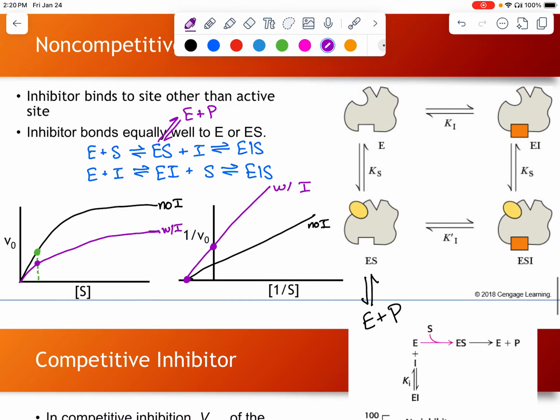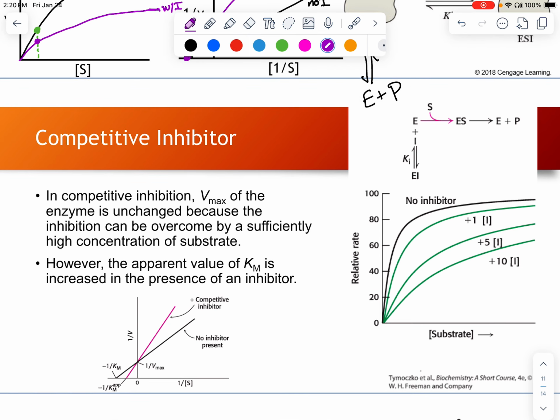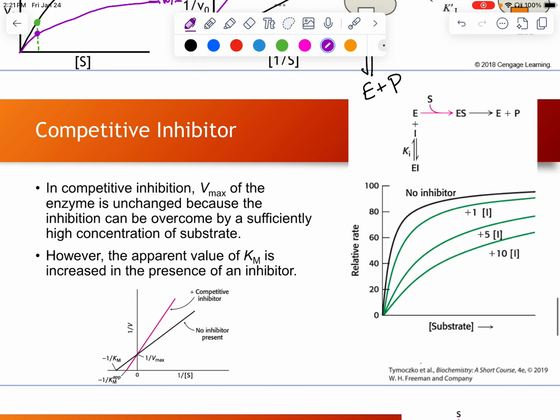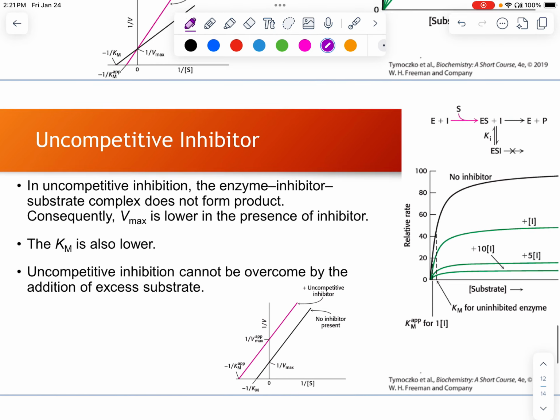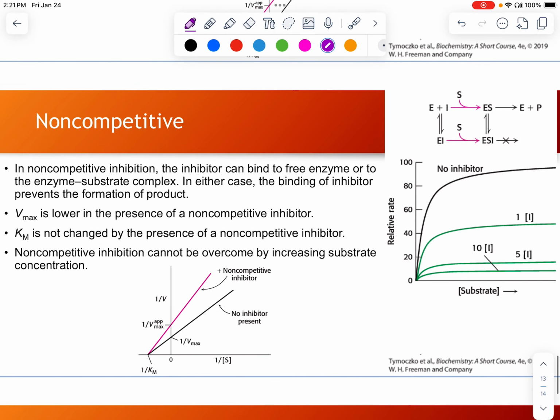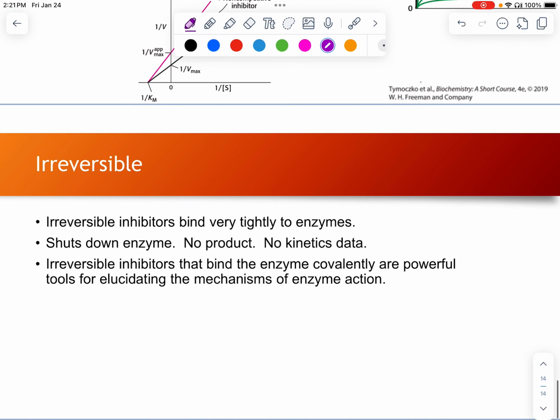So what you're going to see on the next 3 slides is just kind of what we talked about, but more neatly typed up and drawn. So you can take a look at all of these graphs. Here it is for uncompetitive inhibitor. Here it is for non-competitive inhibitor. So the only thing we haven't talked about is irreversible inhibitors.